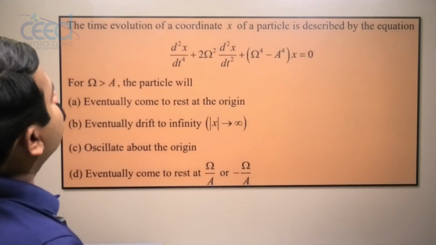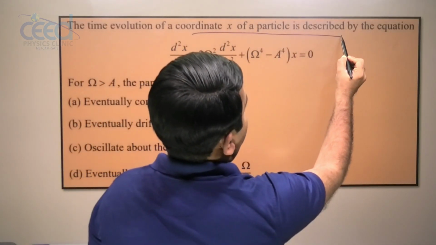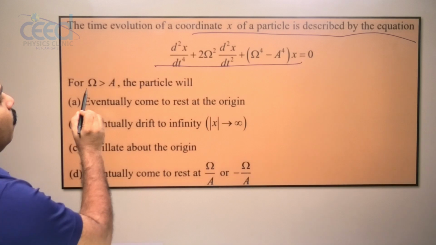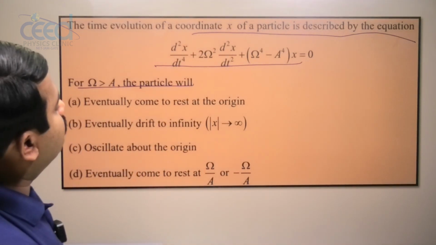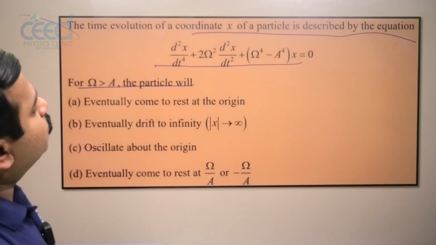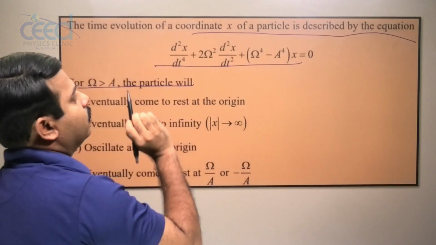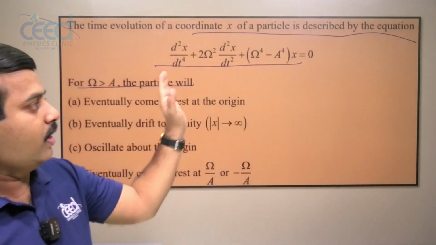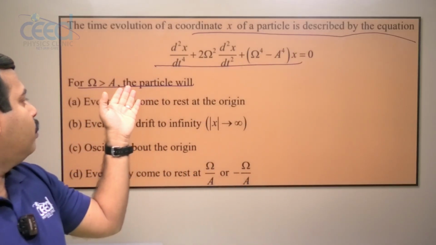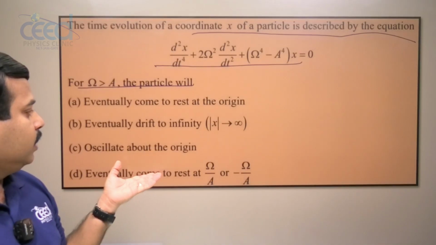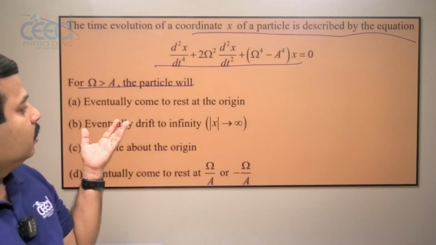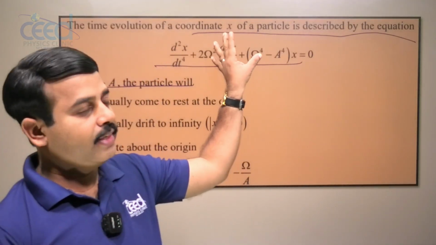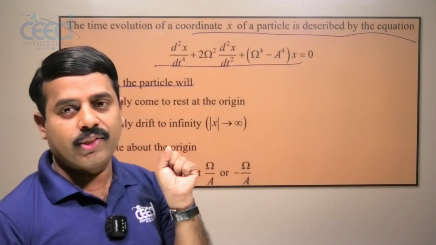Here the time evolution coordinate x of a particle is described by the equation. For omega greater than a, the particle will be... So here, this equation is first of all a higher order linear differential equation with the right side 0. To know about the nature, whether it is oscillating about the origin or eventually comes to rest at the origin, we can say this when we find the solution of this differential equation.